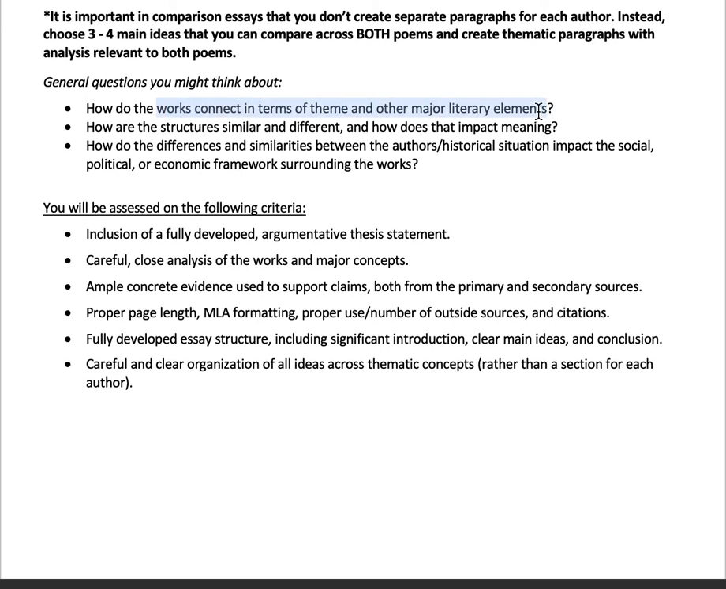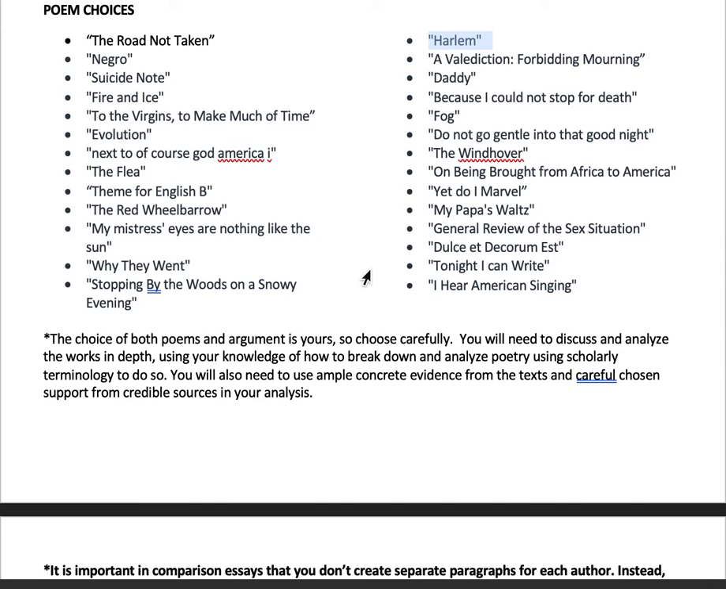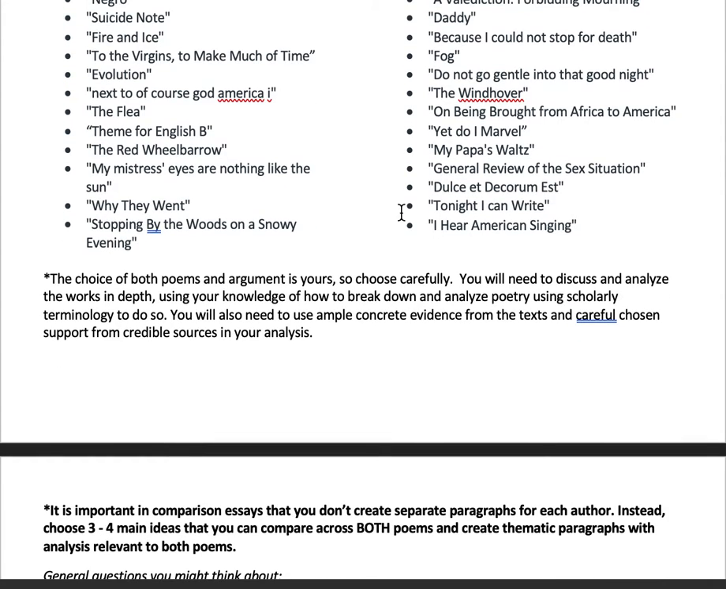How do the works connect in terms of the theme or the other major literary elements? So how are they similar? How are they different? How are the structures similar or different? How does that impact meaning? Some of these have very, very different structures, right? Next to Course of God, America, I, is very different than something like Because I Could Not Stop for Death. Or Fog. The physical structure of the poem is actually important in Fog, whereas in Harlem, maybe it's less important or has a different purpose or meaning.